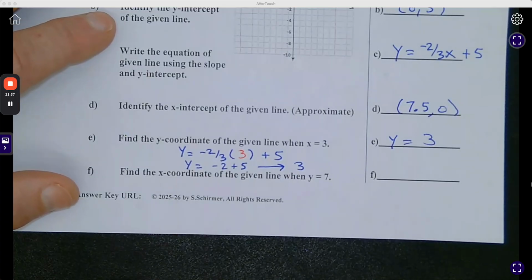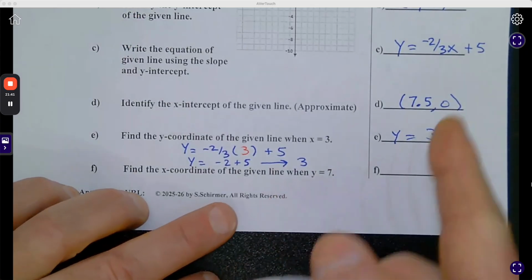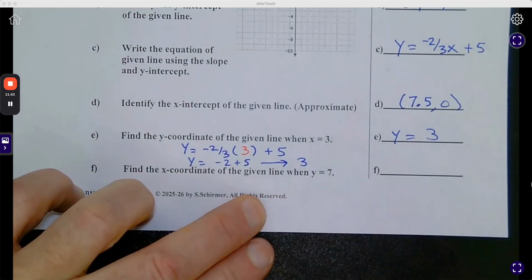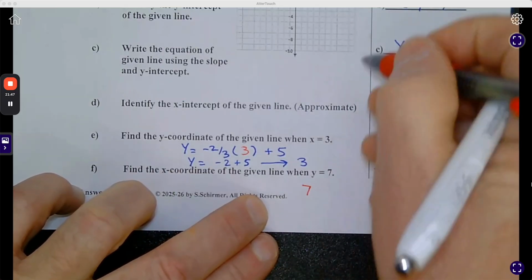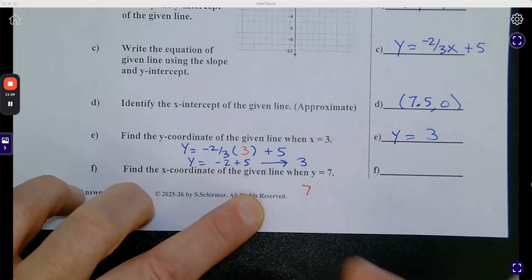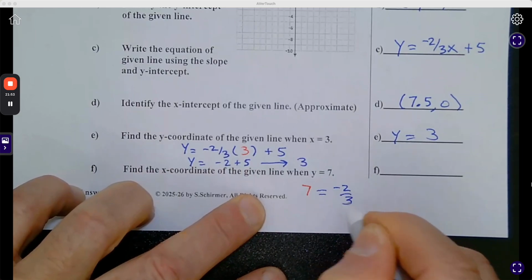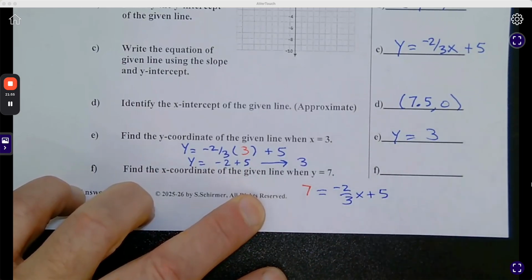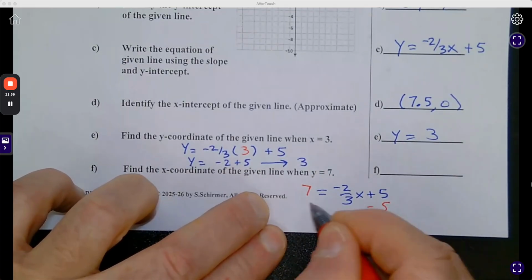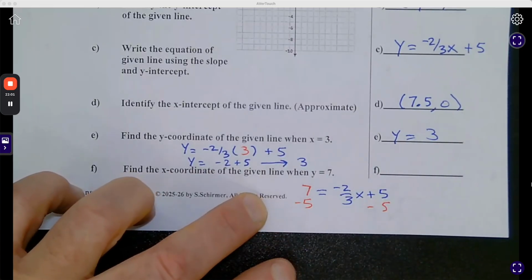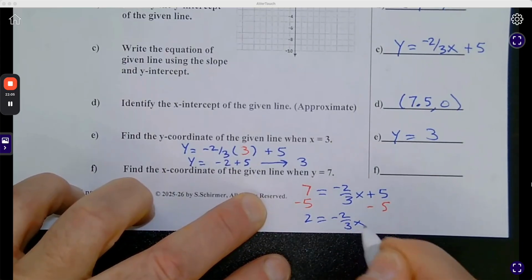All right, now we're going to find the x-coordinate when y is 7. So again, I'm going to go to my equation. I'm going to let my y value be 7. I'm not multiplying it by anything. There's no distribution or anything, so I can just write it like that. Don't need parentheses, but you can use parentheses if you want. All right, looks like that. Now we've got to solve this equation for x. Subtract 5, subtract 5. That gives me 2 = -2/3 x.